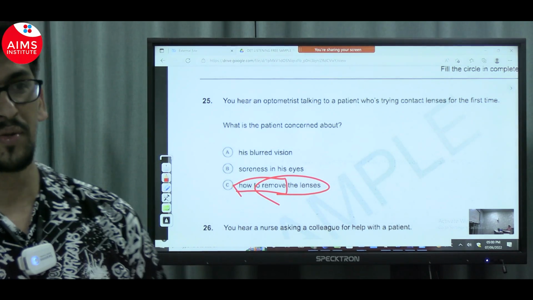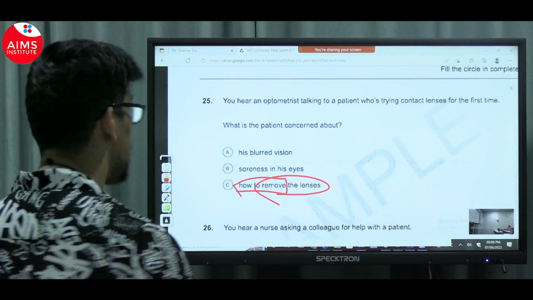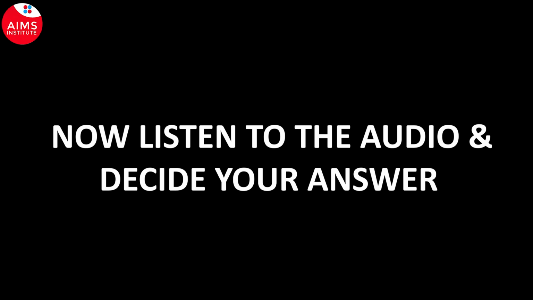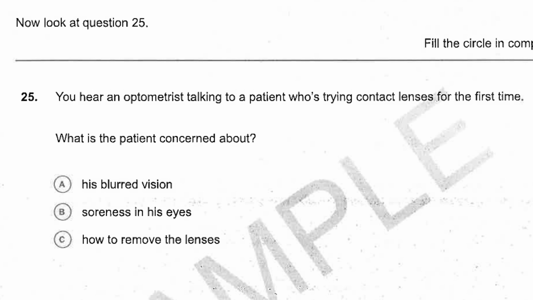No, we have to connect it to lens out. Okay, taking out the lenses, how to remove the lenses. Now look at question 25. You hear an optometrist talking to a patient who's trying contact lenses for the first time. Now read the question.